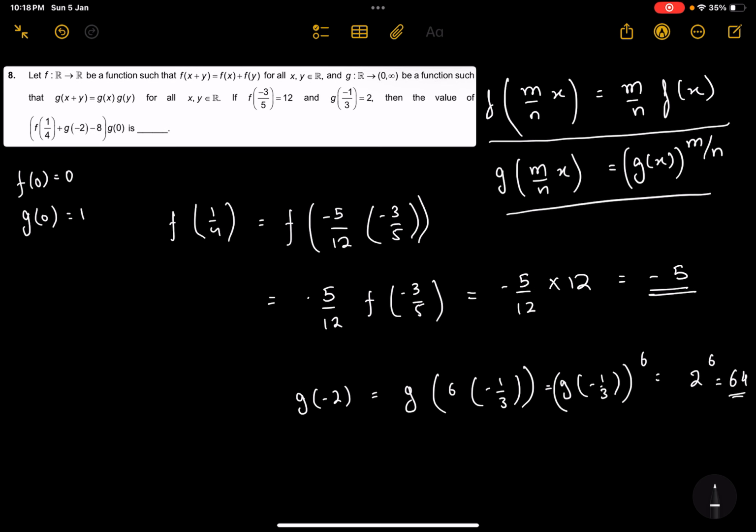So we have all the values required. Let's substitute. We have f(1/4) is minus 5, plus g(-2) is 64, minus 8 times g(0) is 1. This is 51.